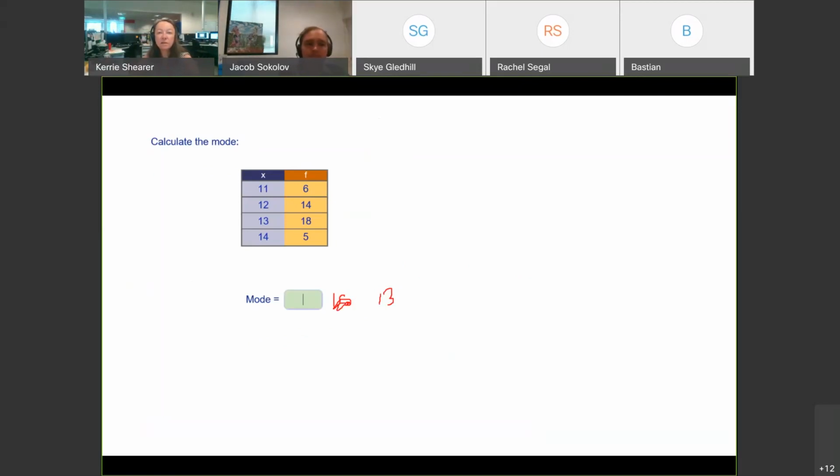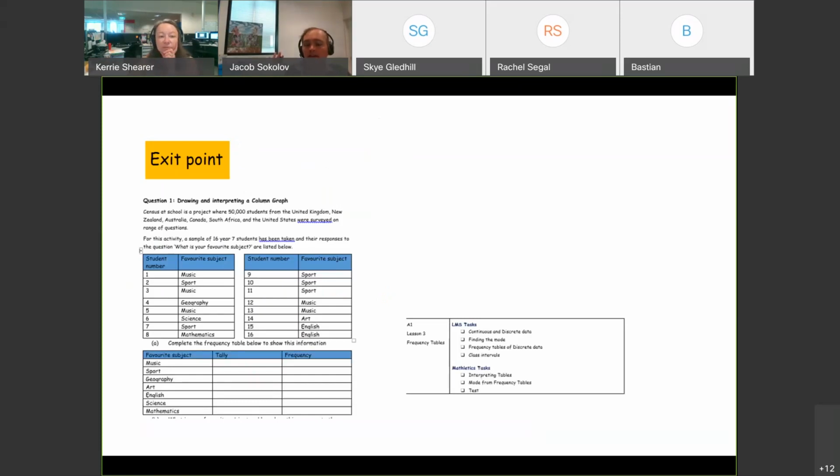Okay, so guys, this is an exit point. If you need to do the work on the mode, it's in lesson 3. You can leave the class. You can work on the submission sheet if you need to practice your frequency tables. But we're going to move on from the mode and frequency tables. There is a recording of this lesson, so you can watch the next parts in your own time.